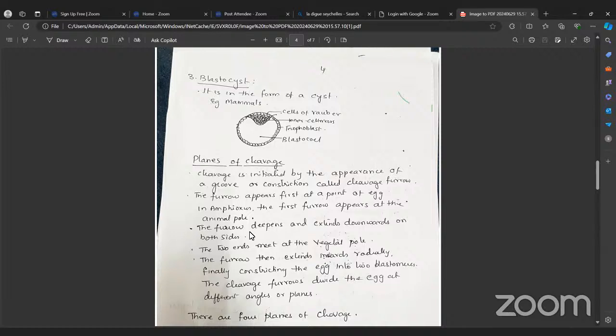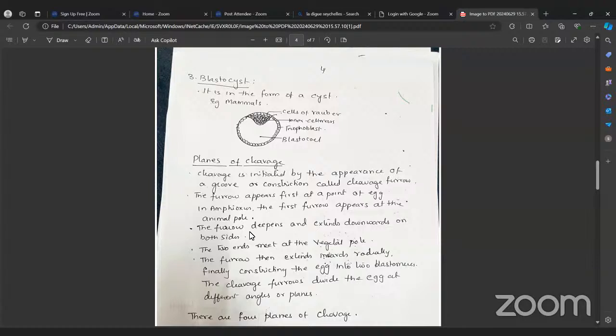What are the two axes of the egg? One is the animal pole, the other one is the vegetal pole. What do you mean by animal pole? The animal pole will contain a large number of cells, and the vegetal pole will consist of the yolk. Now, if you have observed the egg, you will see that towards one corner there will be a large amount of the protein, and towards one corner you will see the yolk, isn't it?